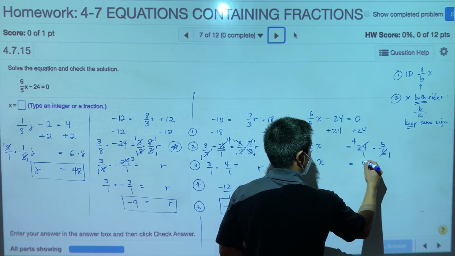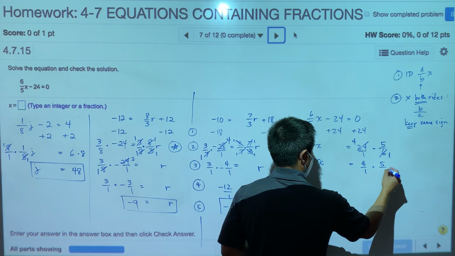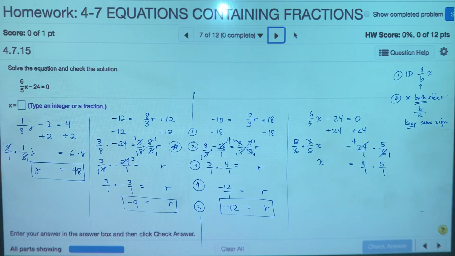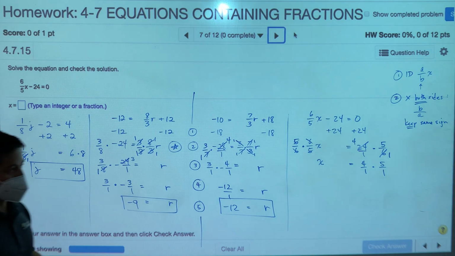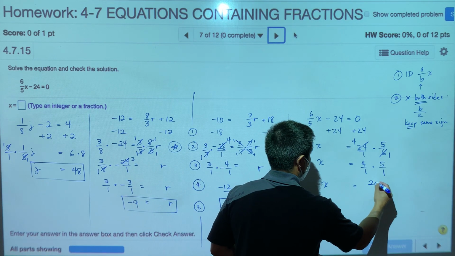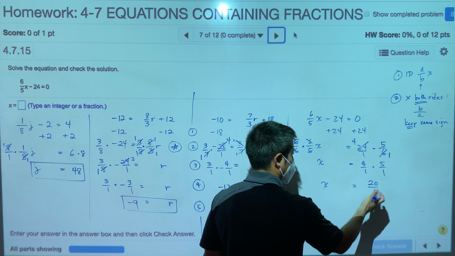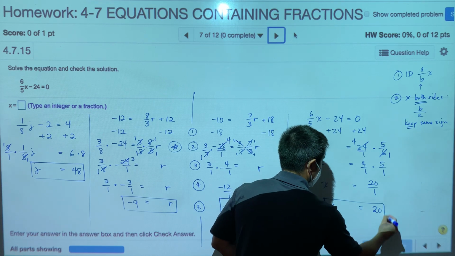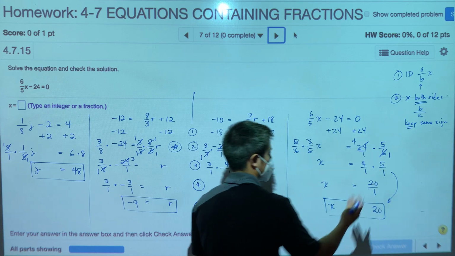Let's rewrite the problem. 4/1 times 5/1. I'm moving fairly quickly again because your multiplication skills, you should have those. And if you don't, review them. Okay? And now x equals 20/1 if you want to be very careful and write every step, or you could have simply skipped straight to x equals 20. It's just really up to you.